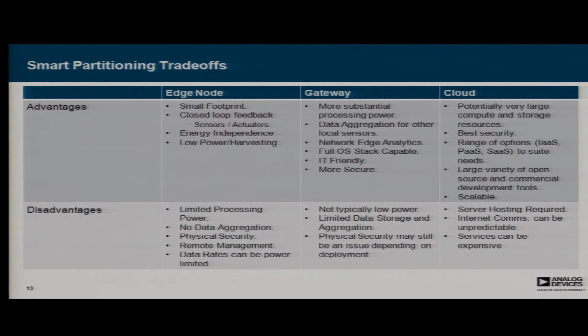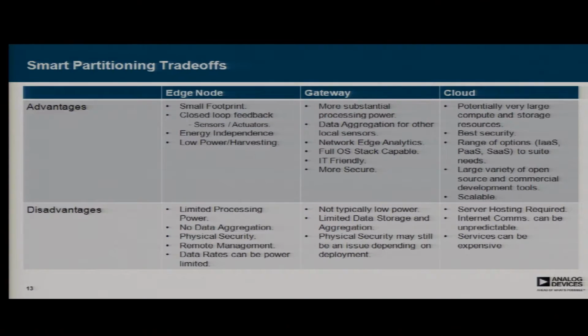So I'm going to spend a little bit of time talking about some of the pros and cons of different smart partitioning, and then I'm going to give a couple of examples. Okay. So if we look at the edge node, I'll start with that. We'll talk a little bit about the gateway and also the cloud and analytics side. So, some of the pros and cons of processing at different parts of this signal chain.